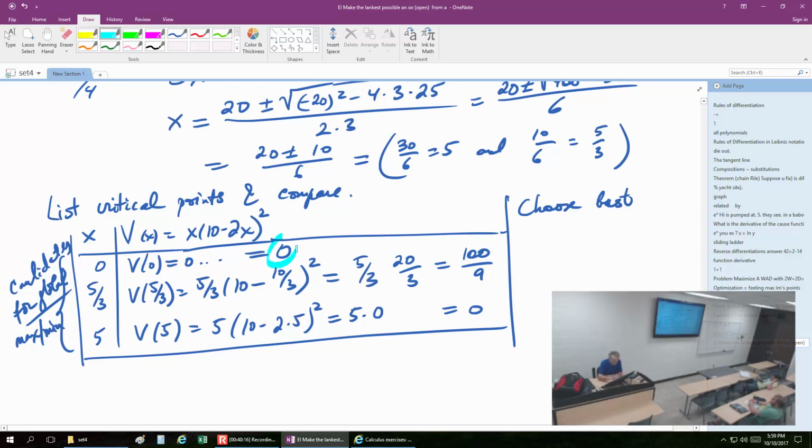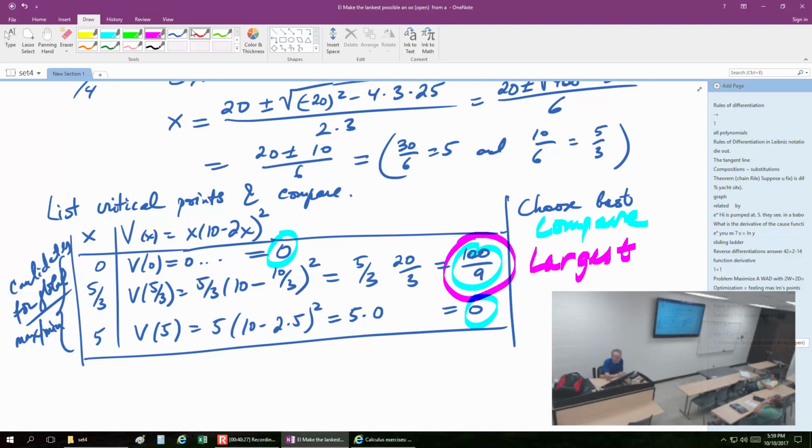And now we finally compare these three values. We discover the largest one. So the conclusion is the max of V is 100/9, attained at the point x equal to 5/3.